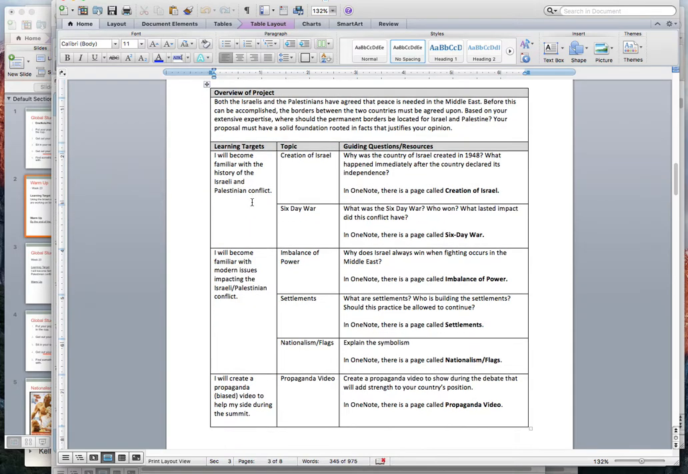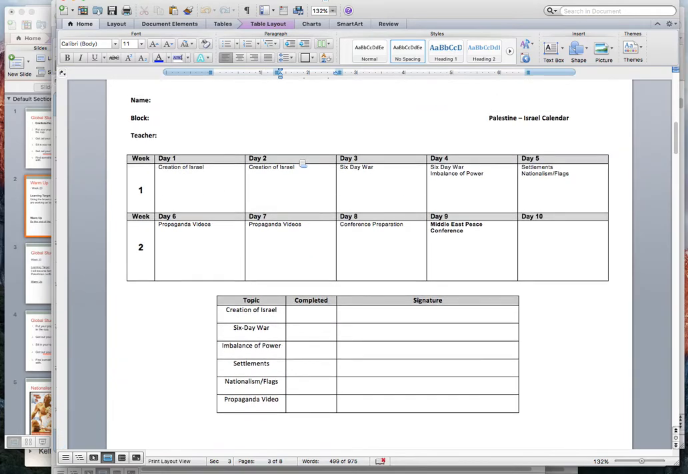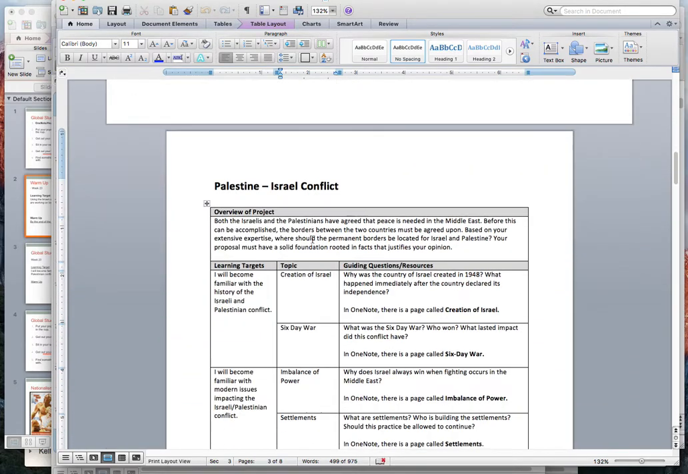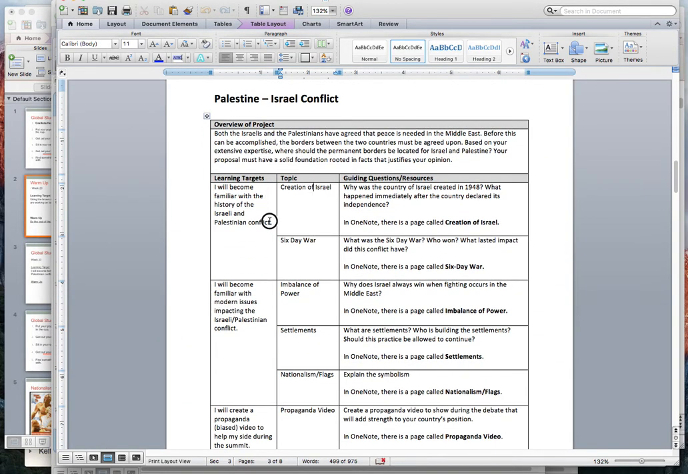So there's a total of 6 different topics that you're going to be using over the next 9 days. There's a total of 1, 2, 3 different learning targets that you will use. When you're working on creation of Israel, which is right here, this is your learning target. When you work on the 6-day war, this is your learning target. So for example, creation of Israel.